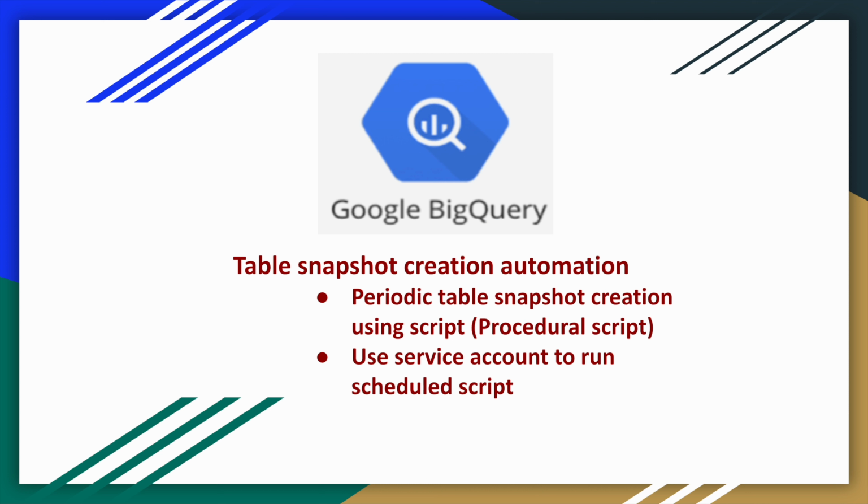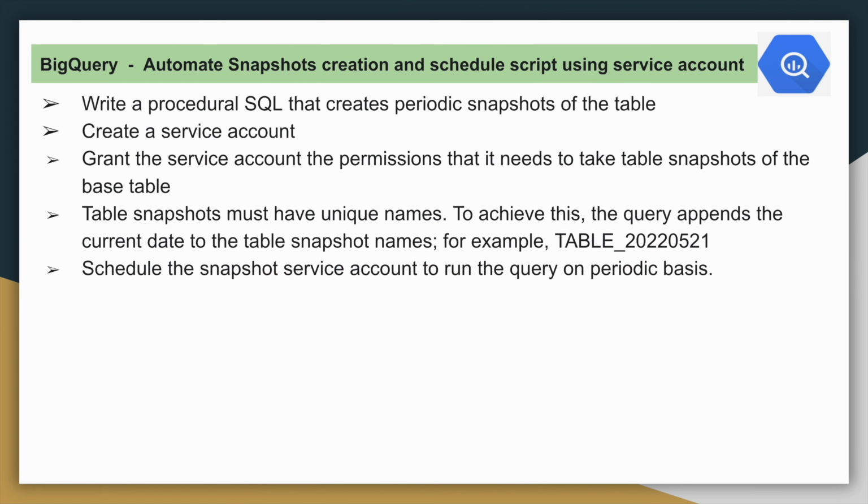Usually whenever you try to run a script, that script will be executed through user credentials. But in this video we will create a service account, and we'll use that service account to schedule our scripts instead of user credentials. So in the first step we will see how that BigQuery script looks like.